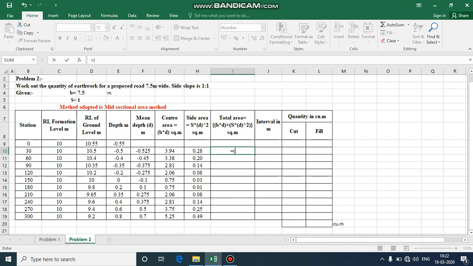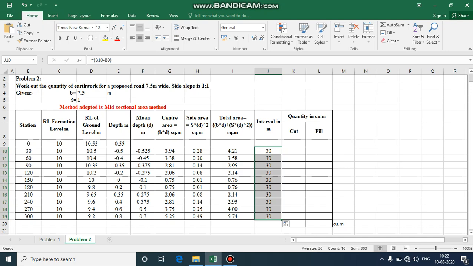Now to obtain the total area, I have to add central rectangle area and triangle area on either sides. If you drag it, you will get the total area for corresponding mean depths. Next, in order to calculate the interval, I have to subtract two chainages to get the interval between them. Now if you drag it, you will get the interval between corresponding chainages.